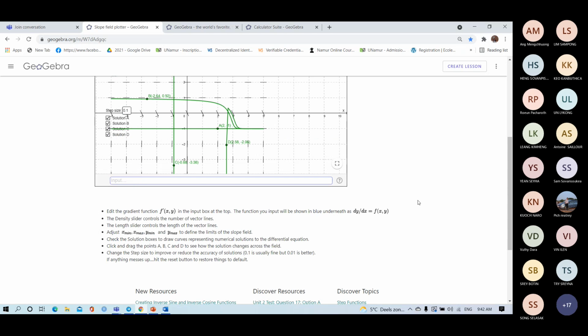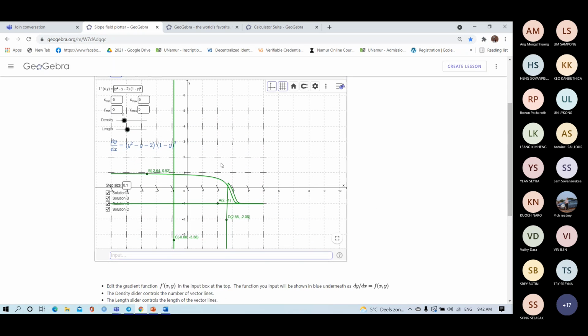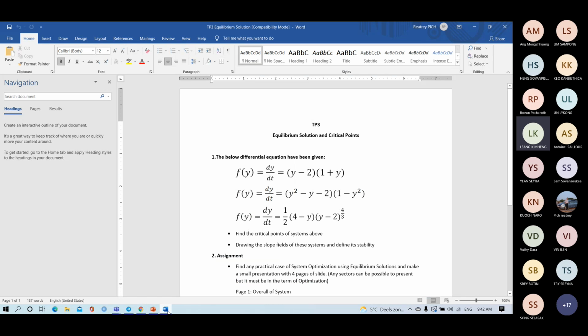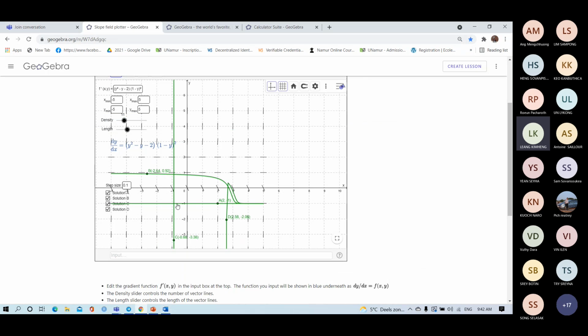So you see the slope field is a little bit messy. What is the equation? Let me check. 1 minus y, okay, 1 minus y, let me check. It's easy to find the slope field, sorry.